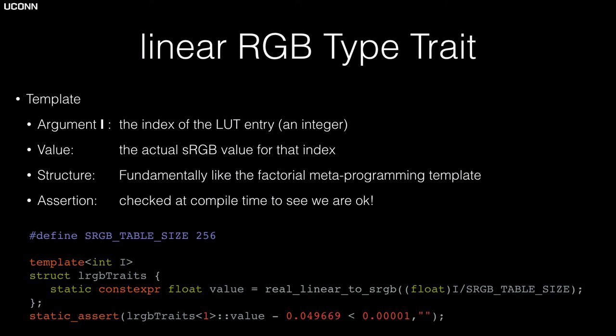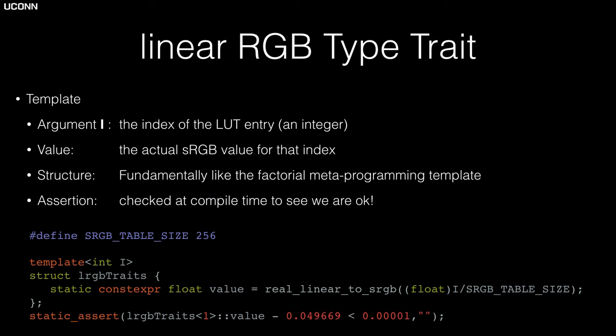And how do I initialize it? By calling real linear to sRGB, I take my index, which is between 0 and 255, and I divide it by the size of the table, and lo and behold, that gives me my color range. Right? It gives me an intensity which is between 0 and 1, which is what I feed to real linear to sRGB, which is, of course, a constexpr. So a constexpr stored into a constexpr, exactly as in the example I've shown you a second ago, that would create me an instance of LRGB trait with the value pre-computed.